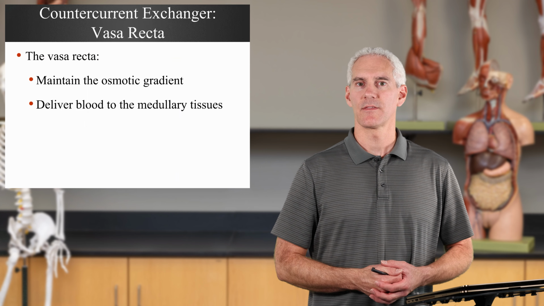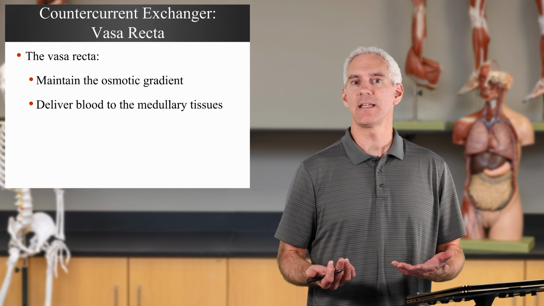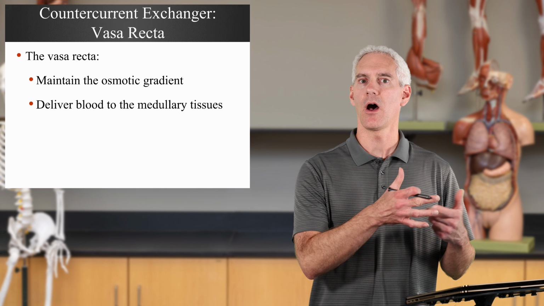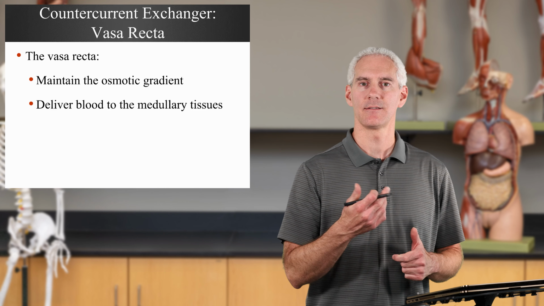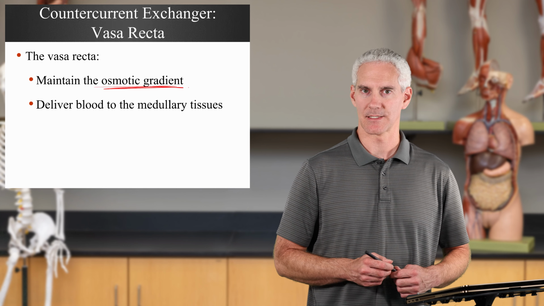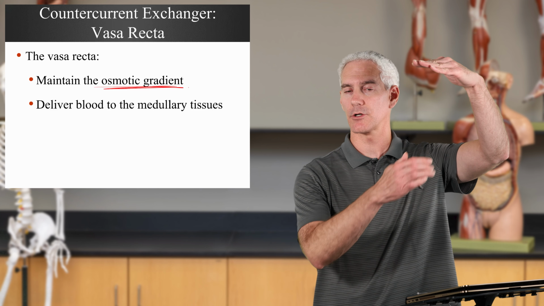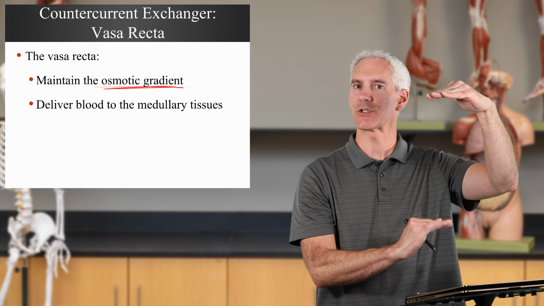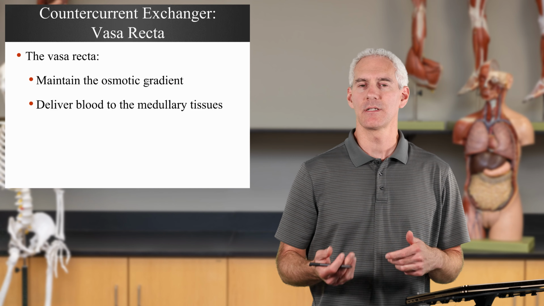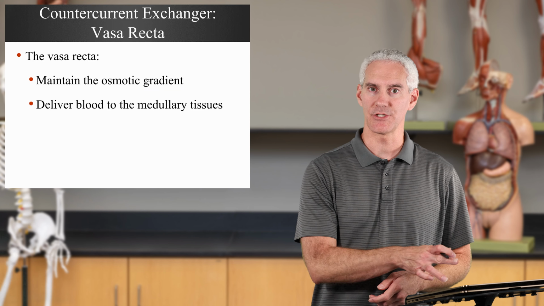But it works with the vasa recta. Remember, the vasa recta are the capillaries around the loops of Henle of the juxtamedullary nephrons. So they're maintaining the osmotic gradient. You want to maintain it from 300 milliosmoles down to 1,200 milliosmoles. And it's helping to deliver blood into that medullary tissue to do this.